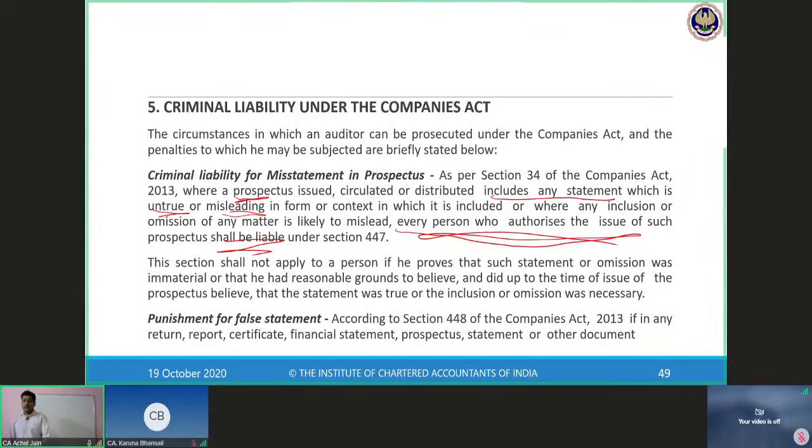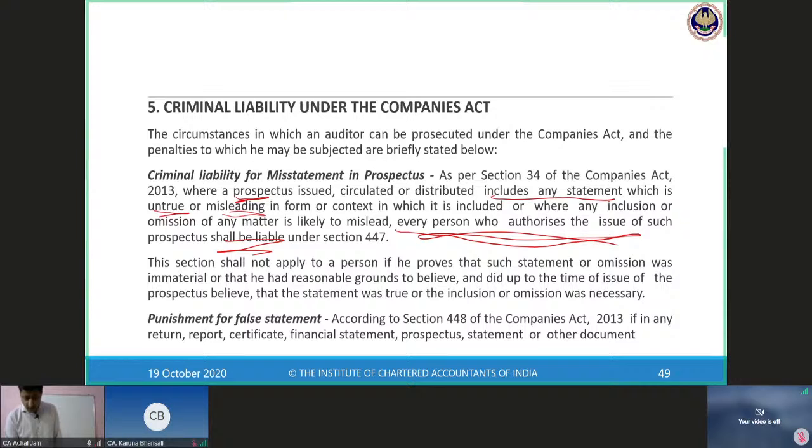However, if the person proves that such statement or omission was immaterial, or that he had reasonable grounds to believe, and did up to the time of issue believe, that the statement was true, then this liability will not arise on that person. But this is something which the person will have to prove. He will have to prove his innocence. What is the punishment?